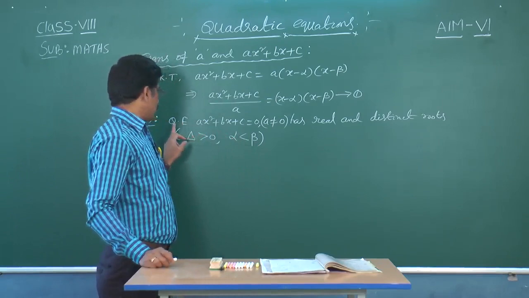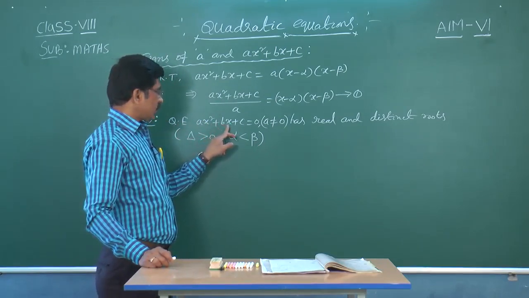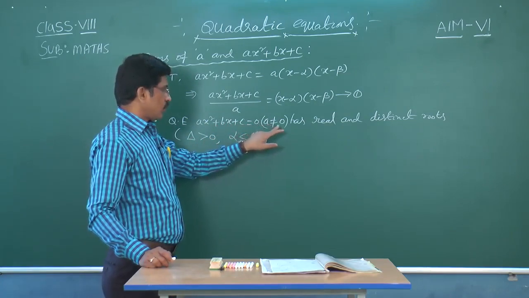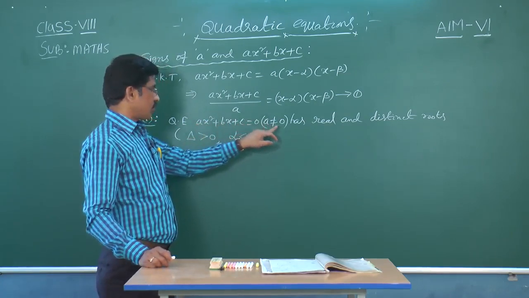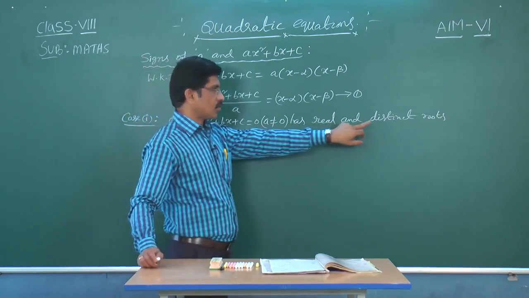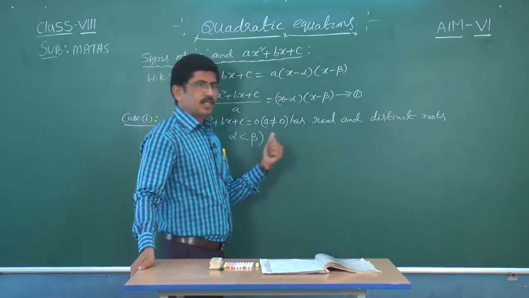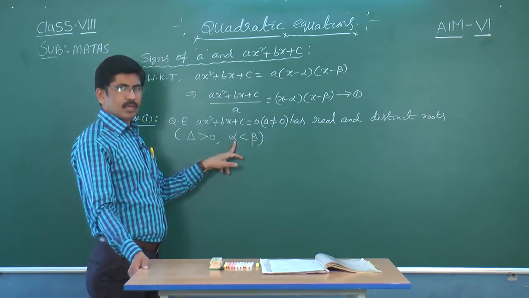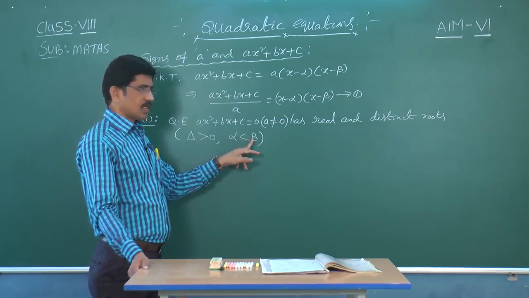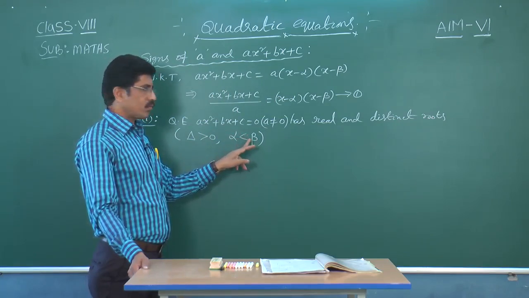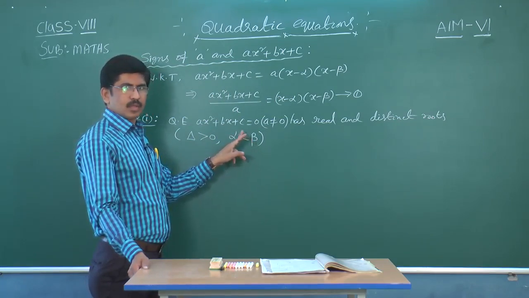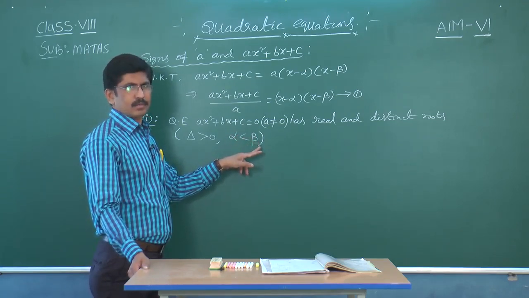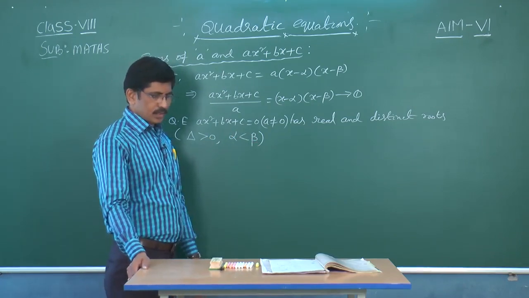Once again, the quadratic equation ax square plus bx plus c is equal to 0, a is not equal to 0, so the x square coefficient is not equal to 0, has real and distinct roots. When the condition delta greater than 0 and alpha less than beta is applicable, it is the first root, it is the second root. Any one of the roots is less than the other. We have to take the condition.